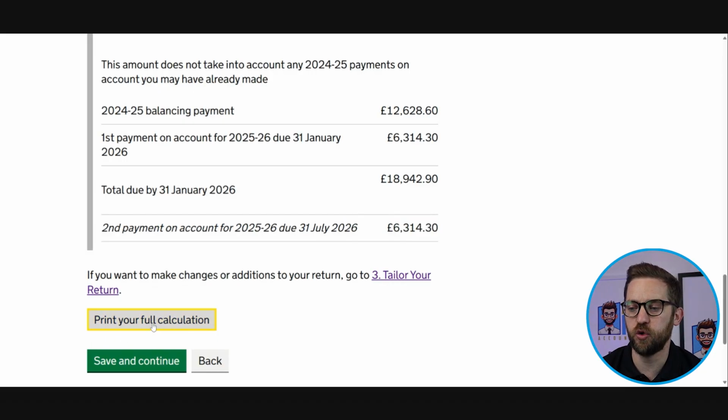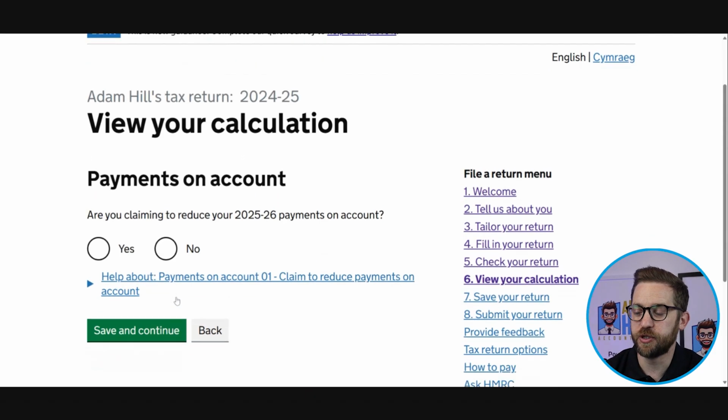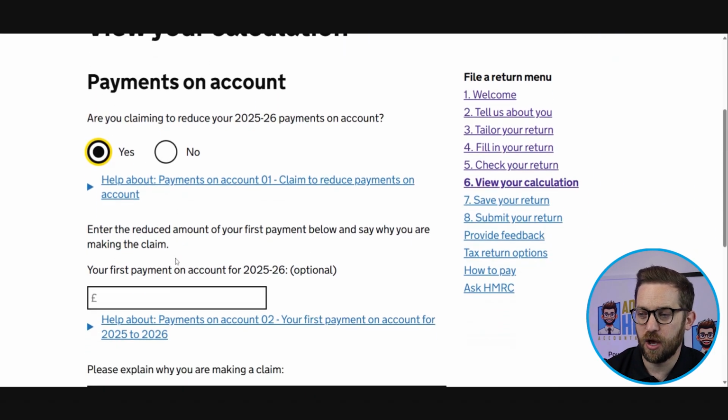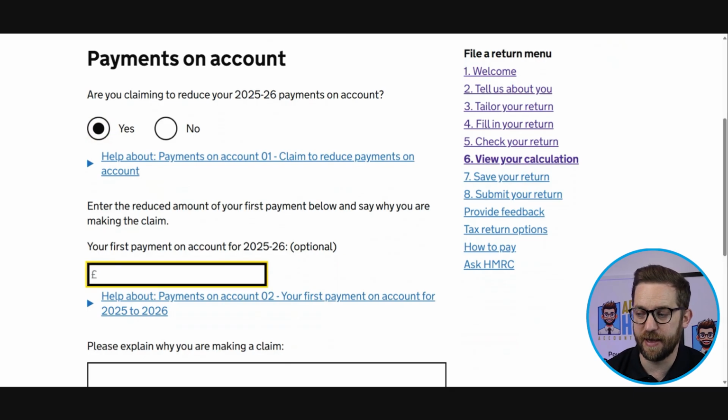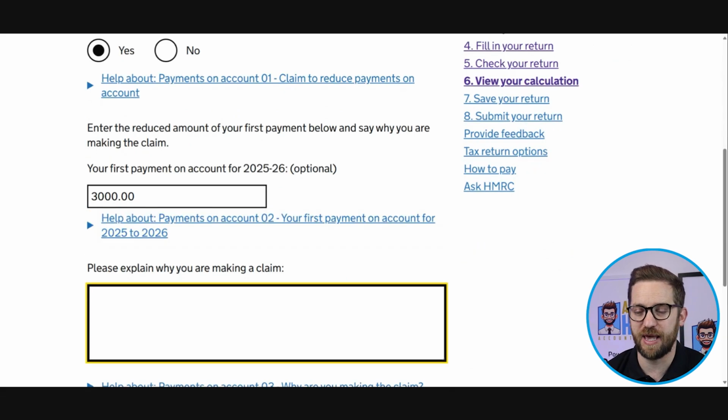You can also view and print your full calculation before you submit. And then the only step following this would be to save and continue. I can reduce my payments on account if I want to. If I reduce payments on account, I need to tell them how much I'm going to pay. So instead of paying the £6,000, if I want to pay £3,000, I can enter that here. But then I'll need to give an explanation about why I'm claiming to reduce payments on account.